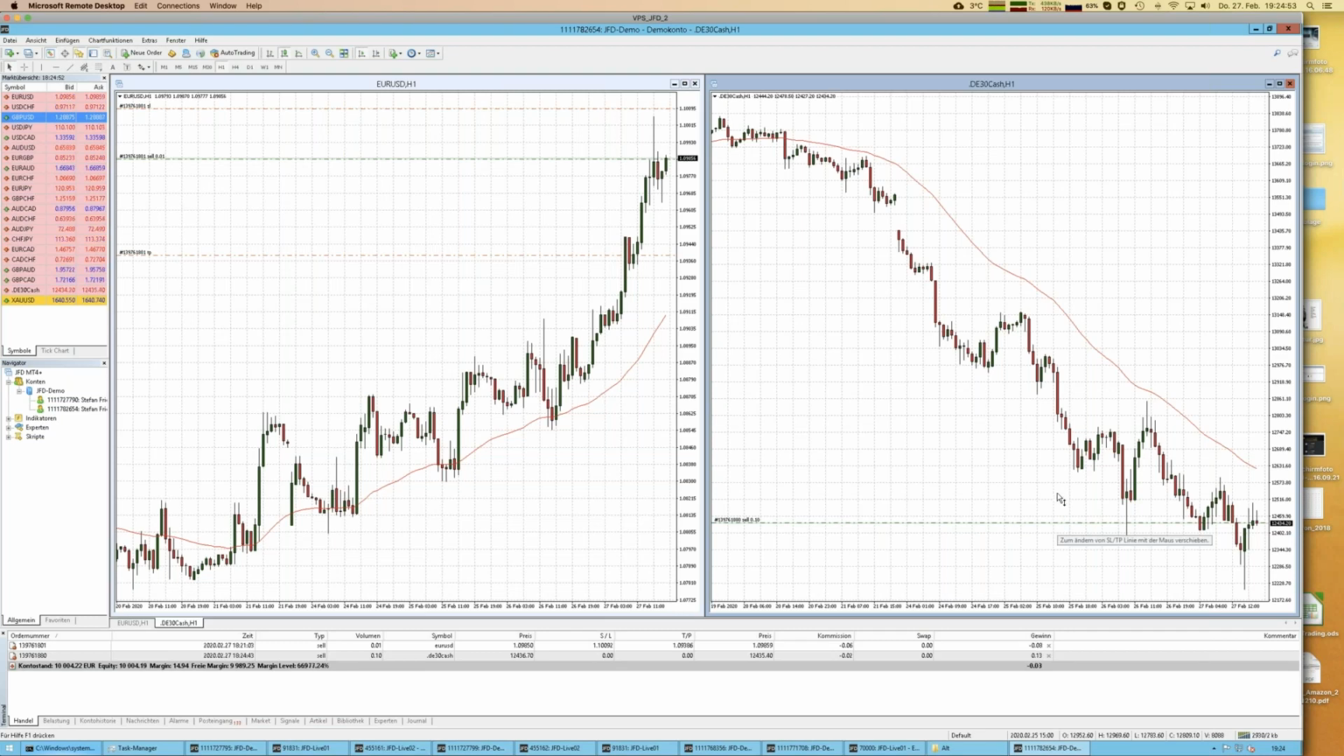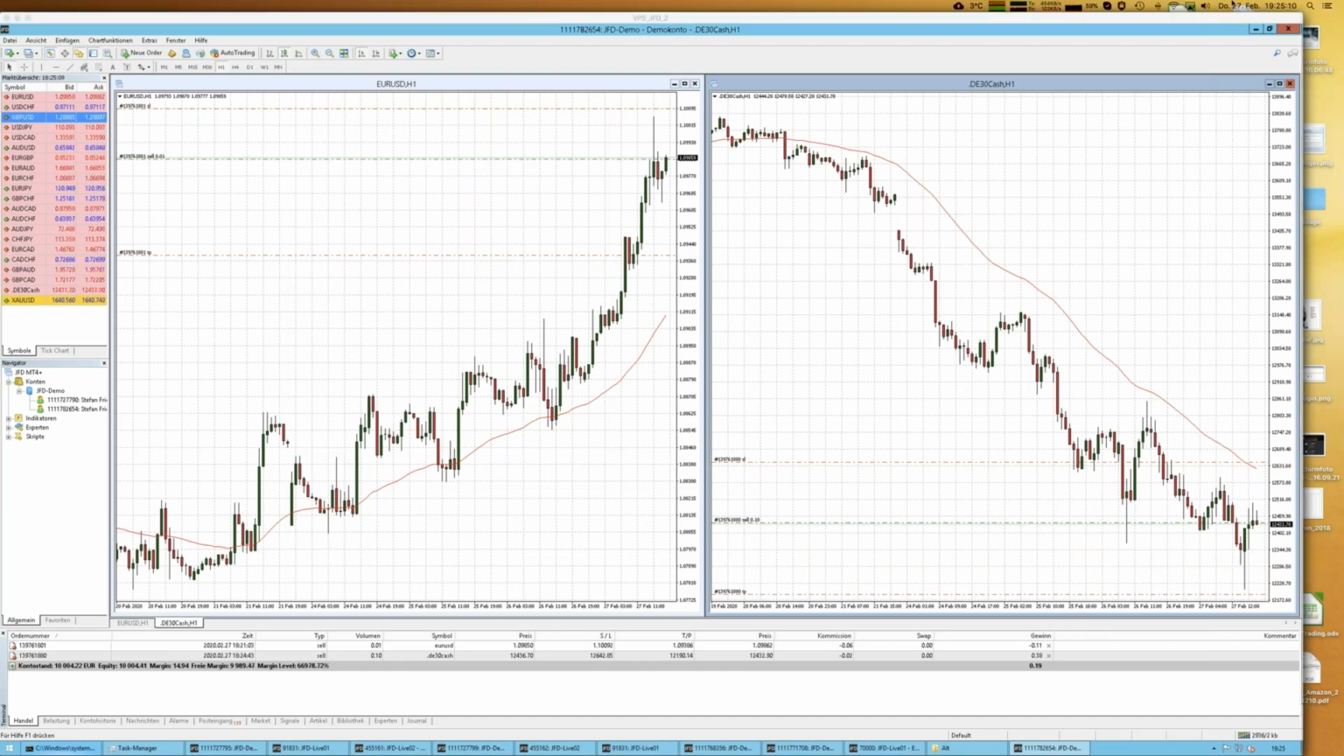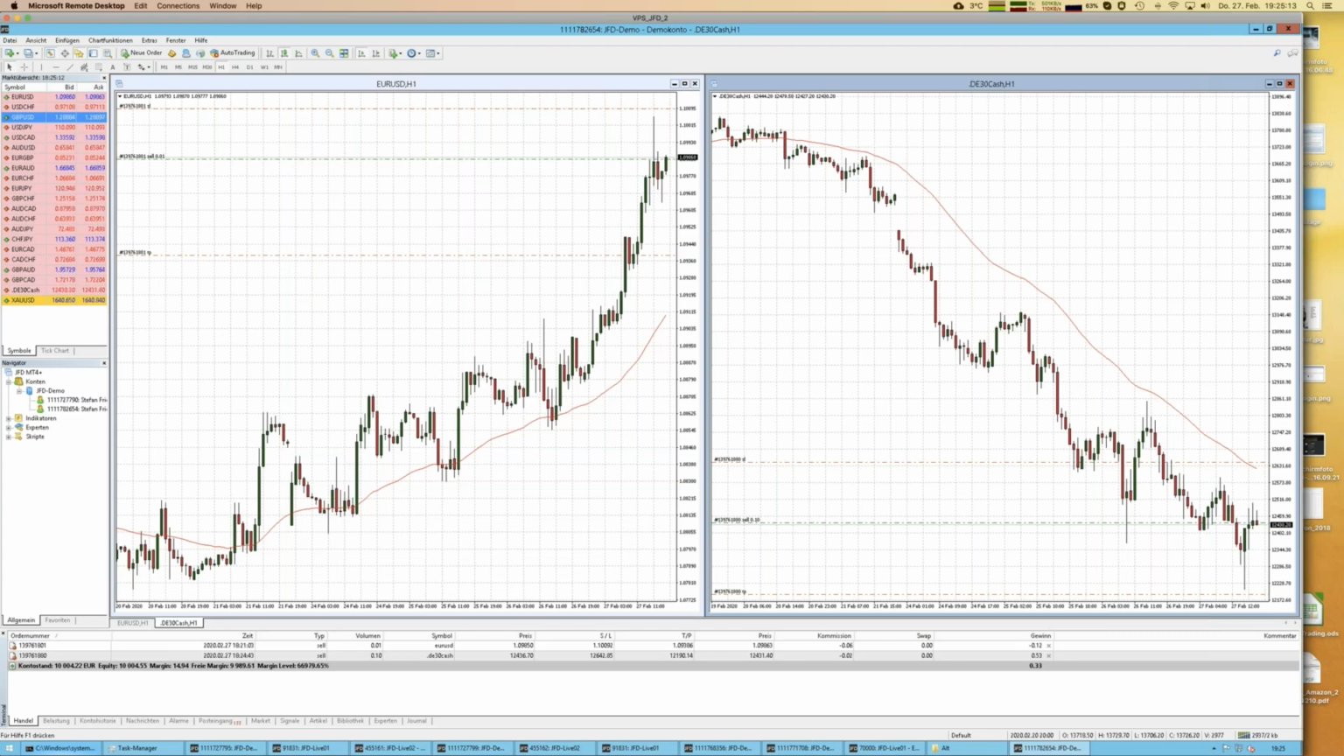I place my stop loss quite easily, as you remember, just by drag and drop out of the green one here, and I place a take profit, for example, here. That's all. The trade is running. Let's have a view on the stop loss in euros just by the mouse over functionality. It's now 20 euros for that trade. That's a short introduction to the MT4 platform.